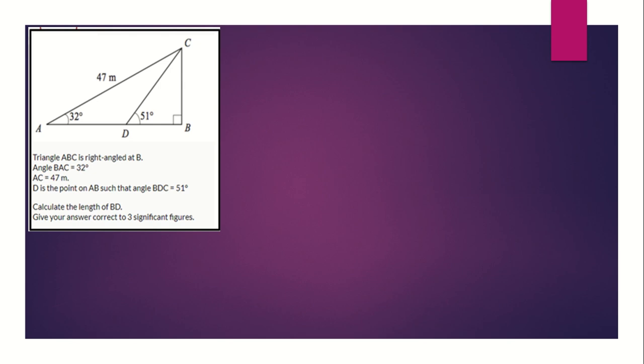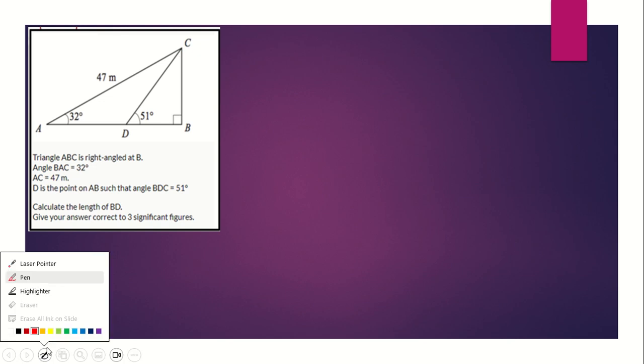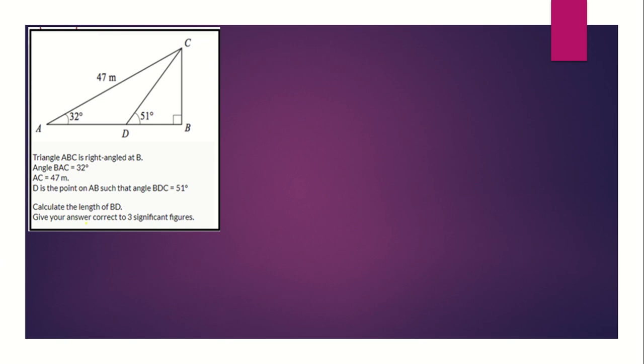So we have here things given, that is, triangle ABC is a right angle triangle at B, and angle BAC is 32, AC is equal to 47, and D is the midpoint of AB such that angle BDC is equal to 51, and we are asked to find the length of BD. So this is BD. We are going to find out the length of BD.